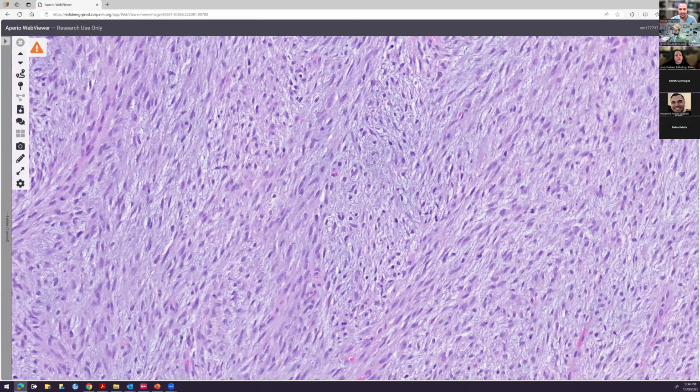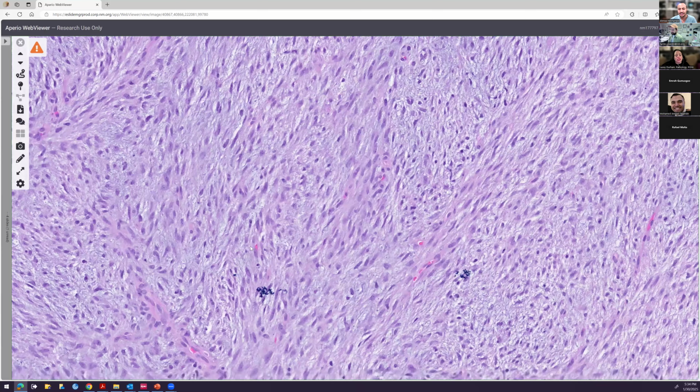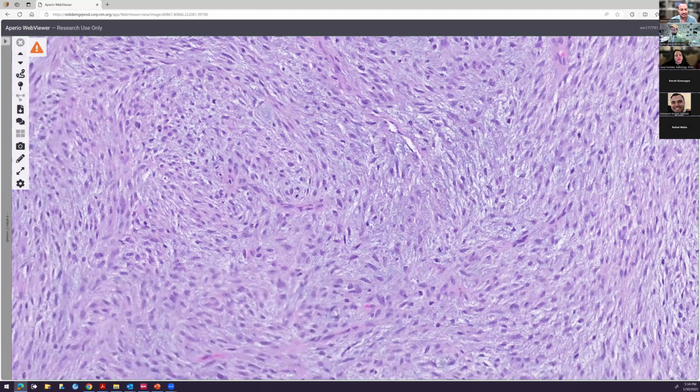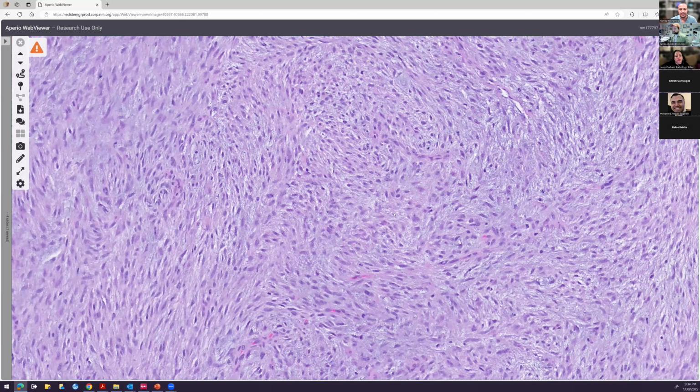What's going on here? It has this myxoid change. Myxoid, yeah, it looks like myxoid bluish change. Yeah, very myxoid, right? So this is a known variant for DFSP. It's called myxoid DFSP, right?